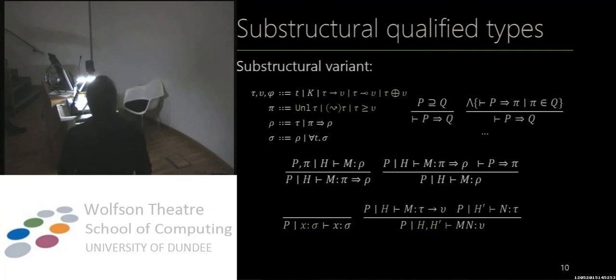That changes the original in a couple of ways. We've got a couple of function types. We've also got a sum type. Ask me about that afterwards. We now know what our predicates look like. They look like these UNL constraints that I've told you about already, or a couple more. And we now need to take all these typing rules and make them substructural.